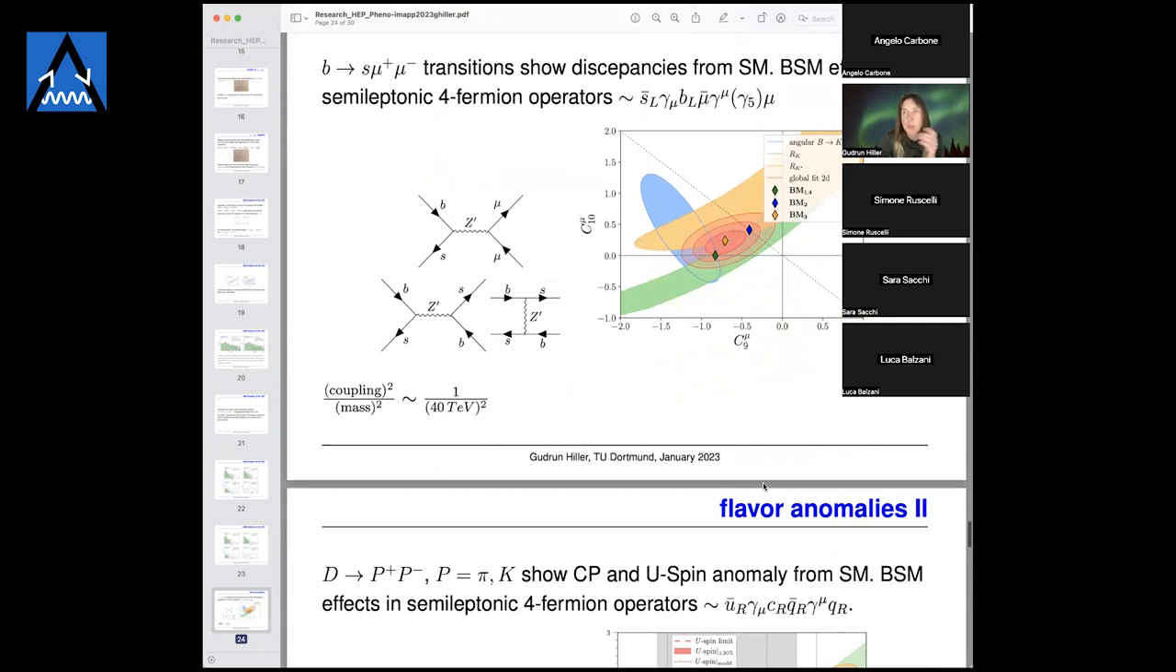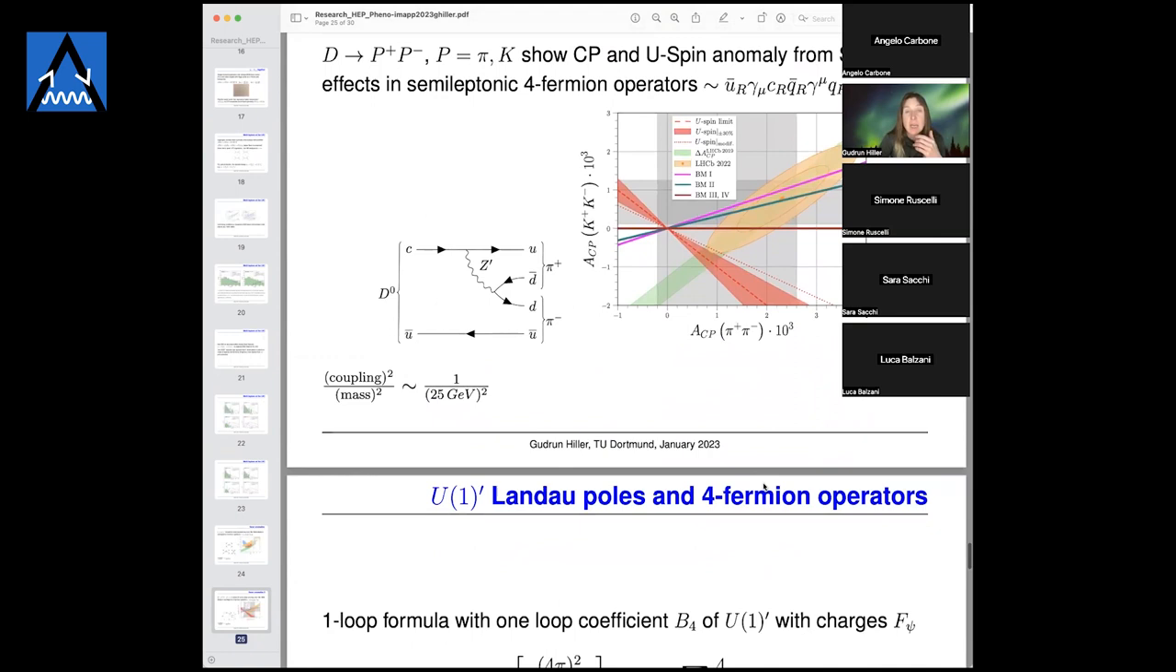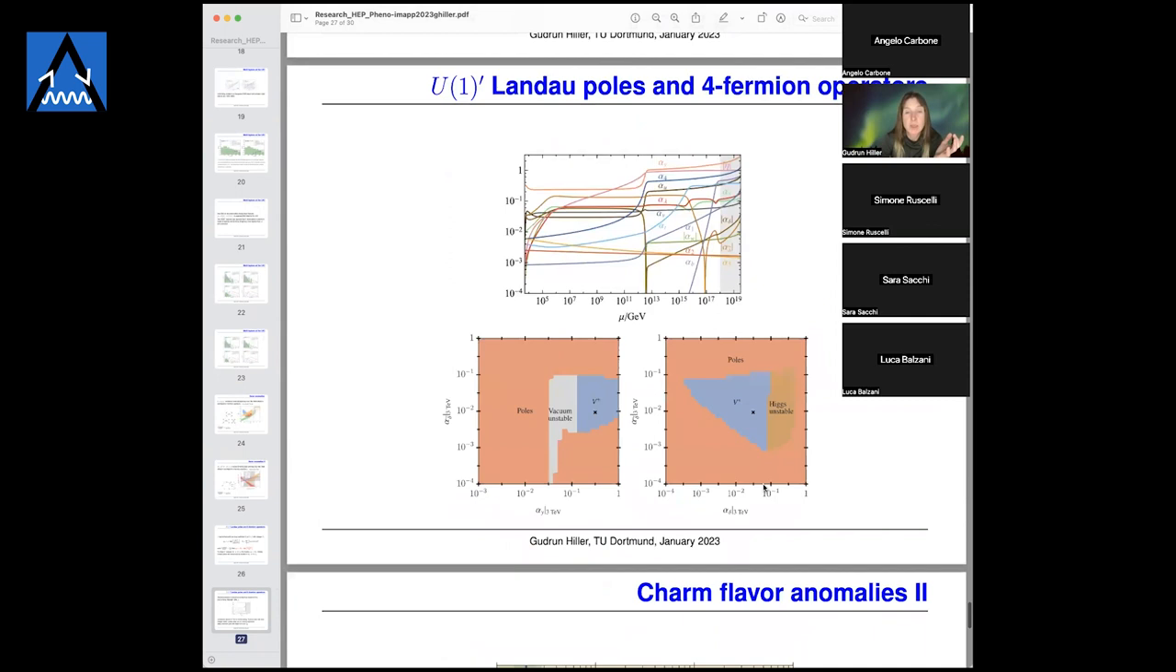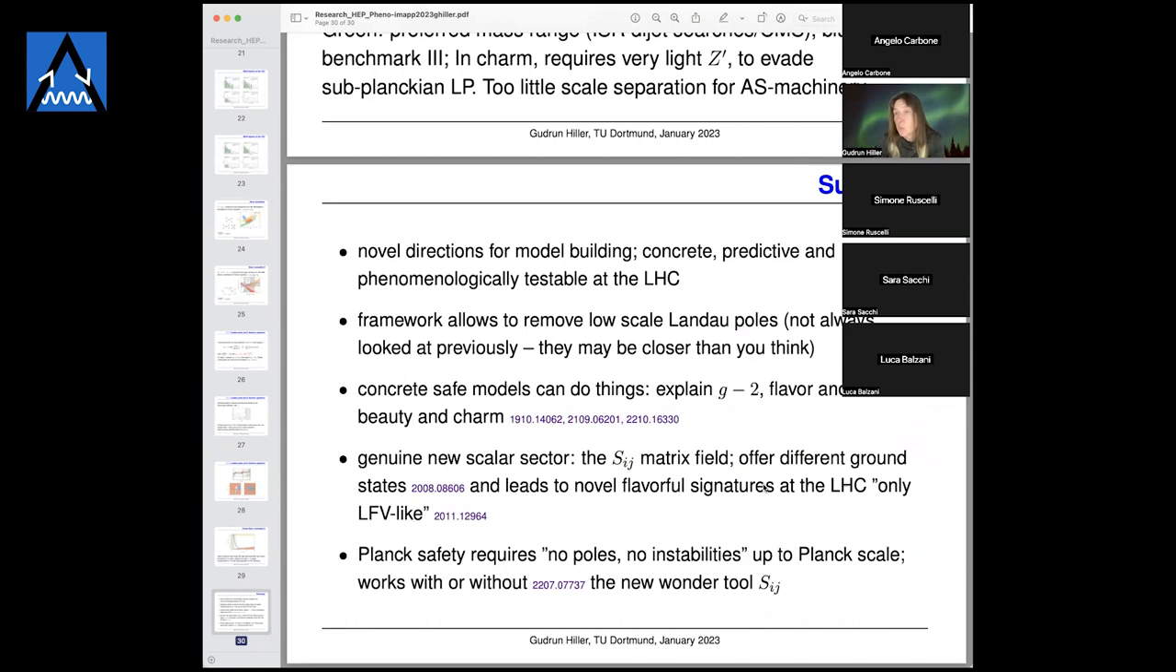I'm just browsing here because my time is up. They can explain B anomalies. They can also explain anomalies in CP violation in the charm sector. They avoid Landau poles. Okay. And I think it's one example where a new theory idea has an impact in phenomenology. So again, asymptotic safety gives you directions to construct new models that have no poles, they have no instabilities, so they are UV complete, if you wish, and they have very good theoretical control.